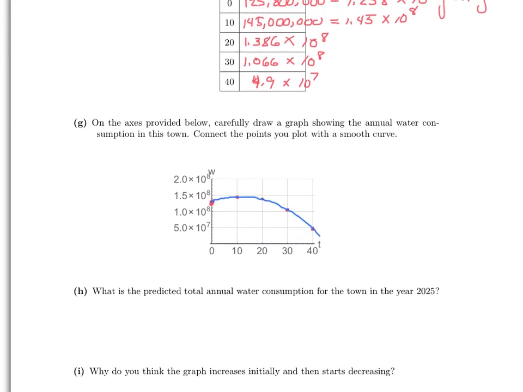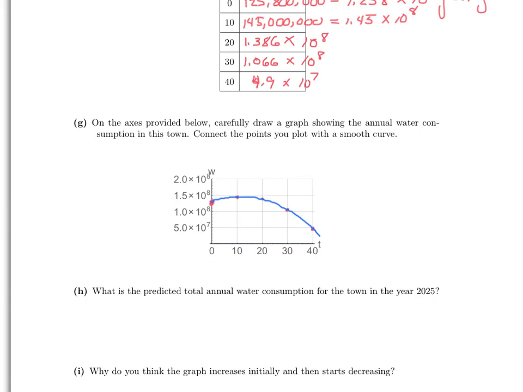Okay, let's look at part H. What is the predicted total annual water consumption for the town in the year 2025? Well, there's two ways we could go about answering this question. First of all, let's just look at the graph.